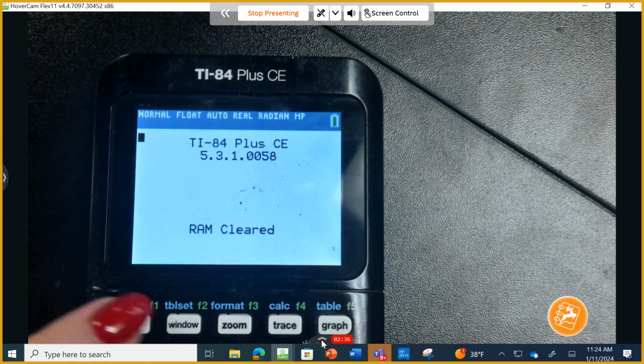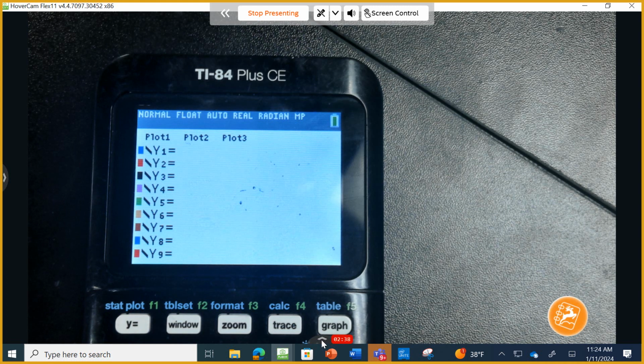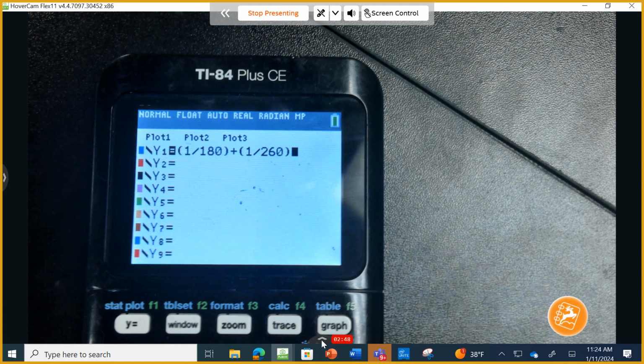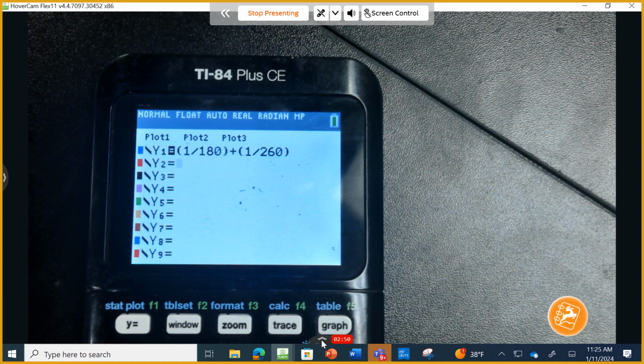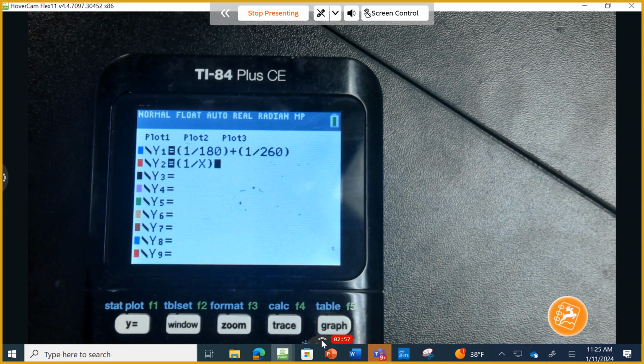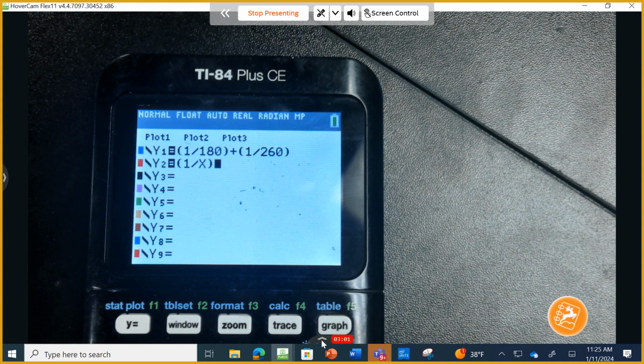And then we are going to go to y equals, and everything to the left of the equal sign we're going to plug in. So you correct me if I choose the wrong numbers here. 1 over 180, Ian, plus 1 over 260, Kylie. Now I go to y sub 2. This will be the information on the right side, which would be 1 over x. Now don't press graph. After we plug this in, we're going to go up to Windows. So after you get done plugging this in, please go up to Windows.